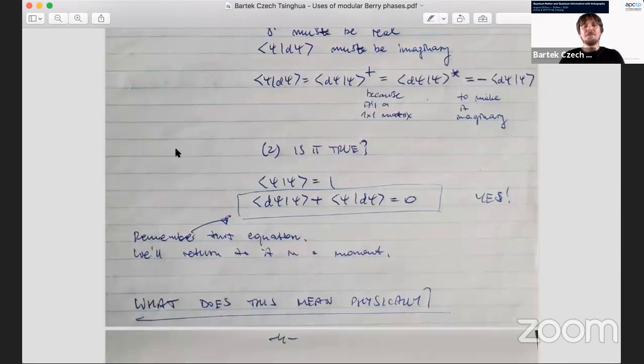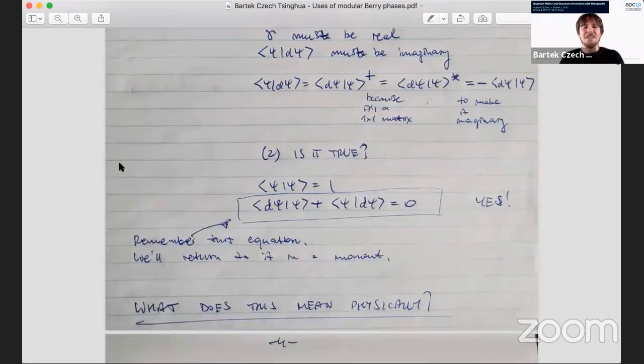Now, we have gone through a derivation. Normally, I would ask here, are there any questions? It's a little hard to get questions through Zoom, but are there any questions?